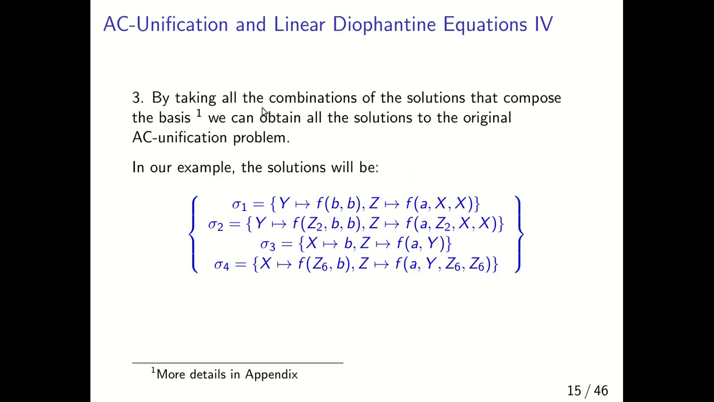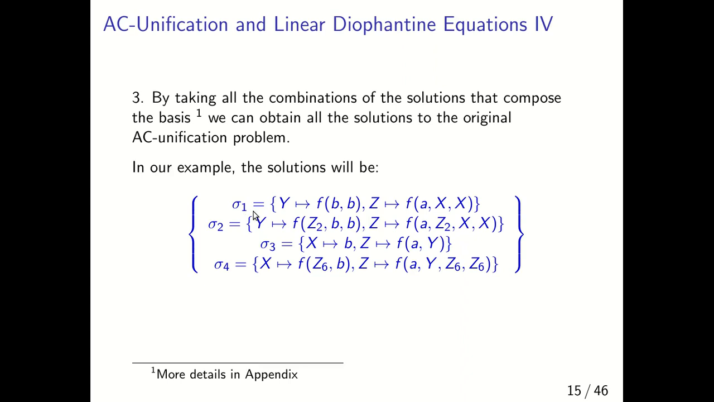Okay, by taking all the combinations of the solutions that compose the basis, we can obtain all the solutions to the original AC unification problem. I know this is a bit vague, but due to time, that's the best I can do right now. There are more details in an appendix if you want to see.